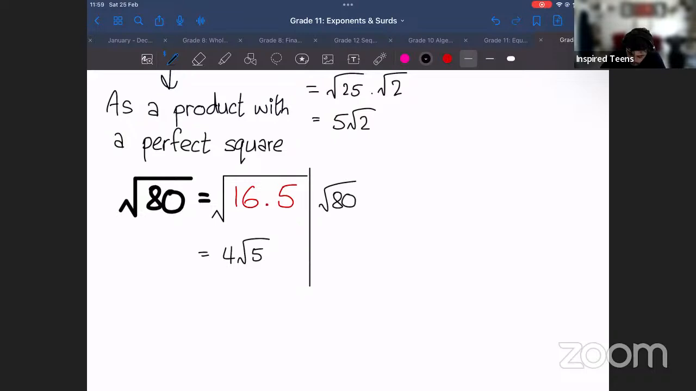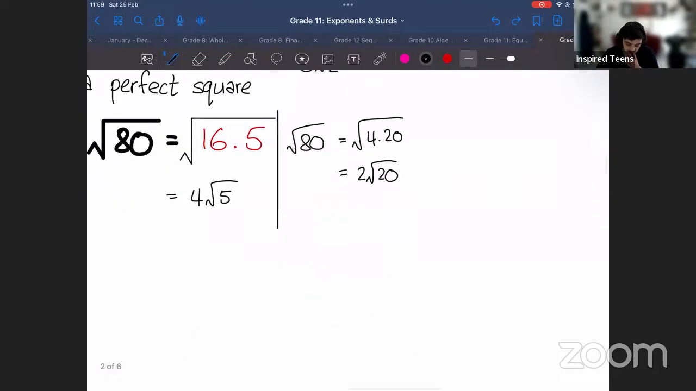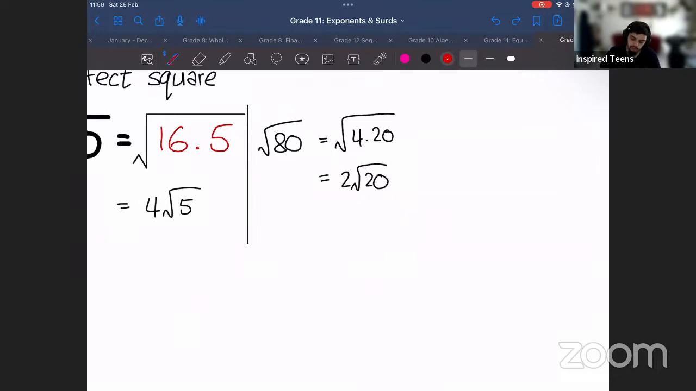If you had to choose 4, we have square root 4 times what? 20. And this is going to be 2 square root 20, right? Because you're taking 4 out, you square root it. Or alternatively, you can write it like that if you want. Now you realize, oh wait, 4 can go into 20 as well. So I can do this again, right?